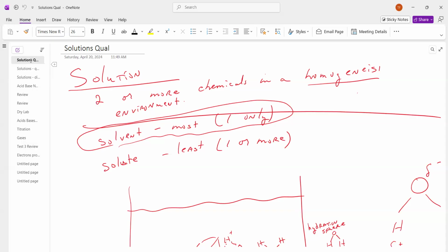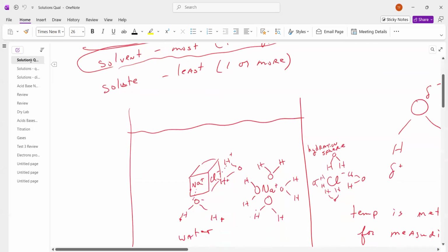Now, there's a lot of words there that sound the same. So solvent, the most. Solutes are less than that, and you can have more than one.